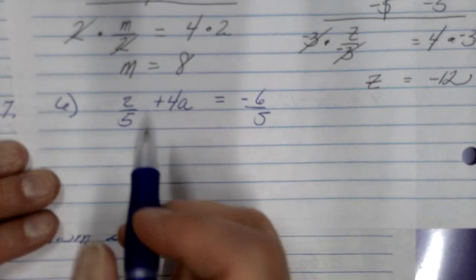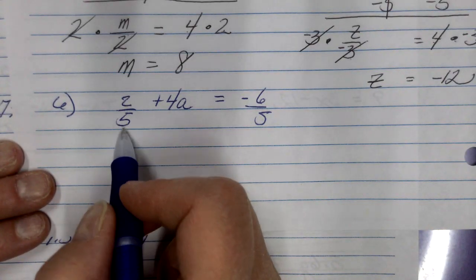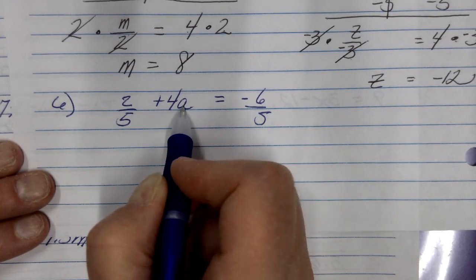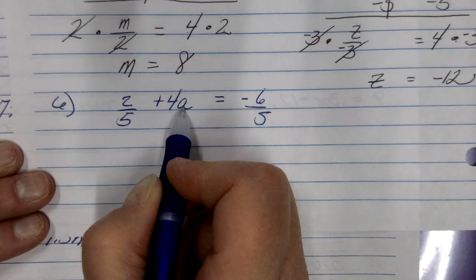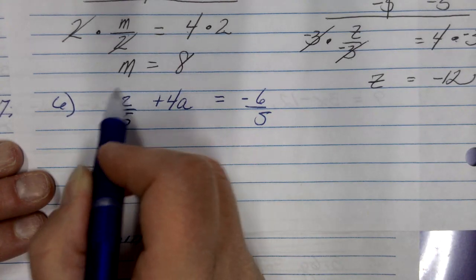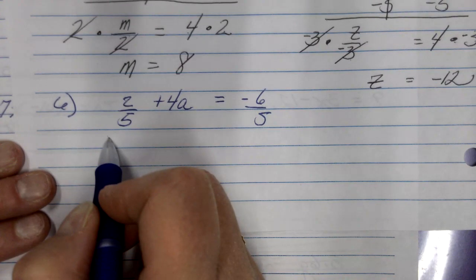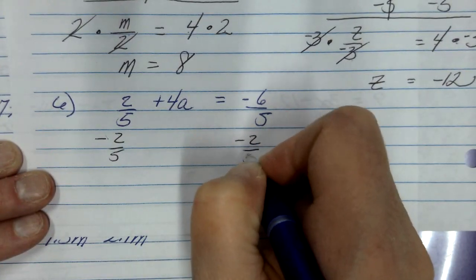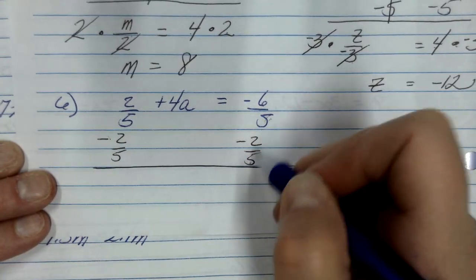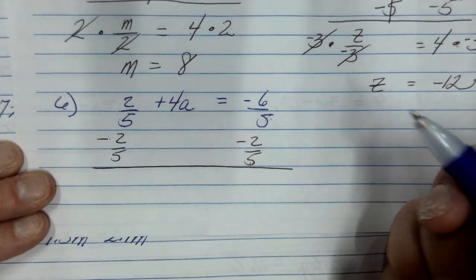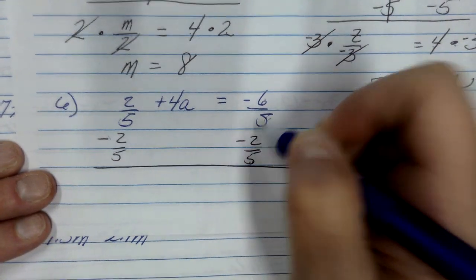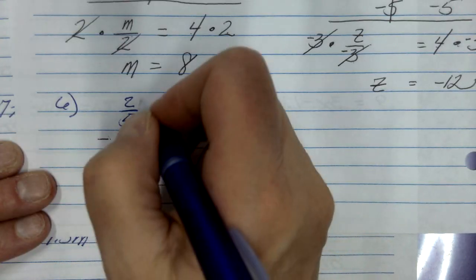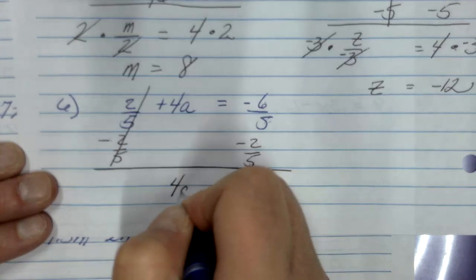Continuing on, we have 2/5 plus 4a equals negative 6/5. The a is on the left side. We're going to isolate it, but first we're going to move the furthest things first. We're going to subtract 2/5 from both sides. What's nice here is that the denominators match. So we don't have to find the common denominator. Negative 6 minus 2 is minus 8/5. We become more negative. These will cancel out. You're left with 4a.